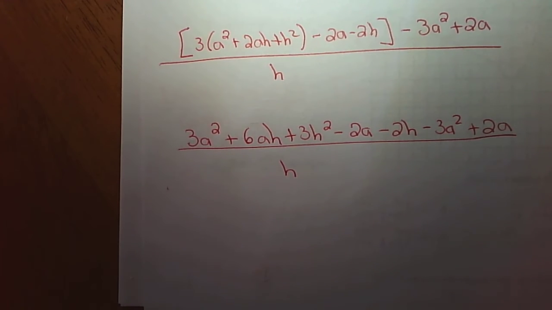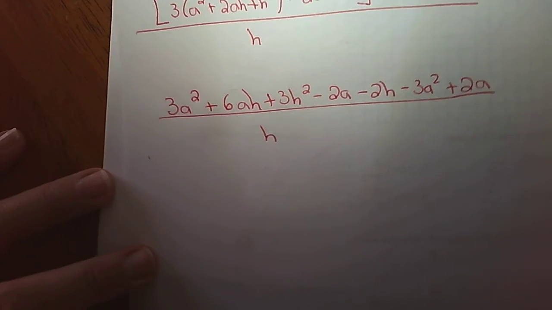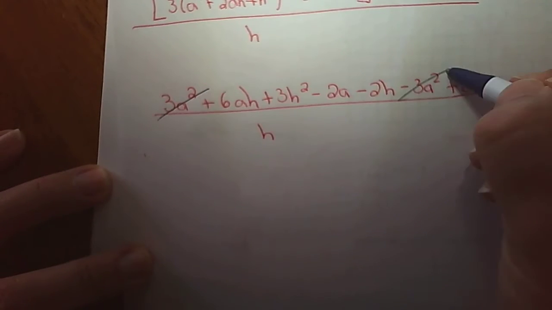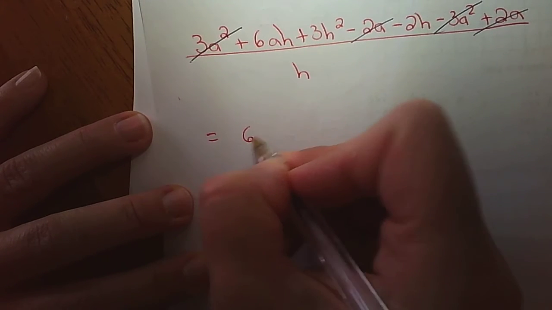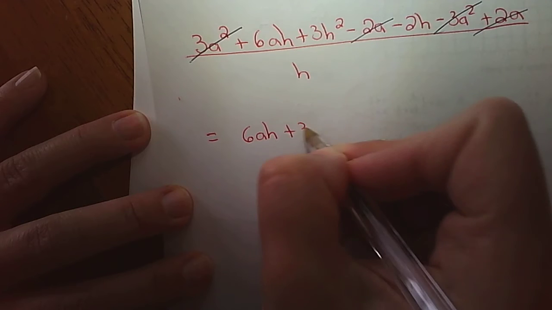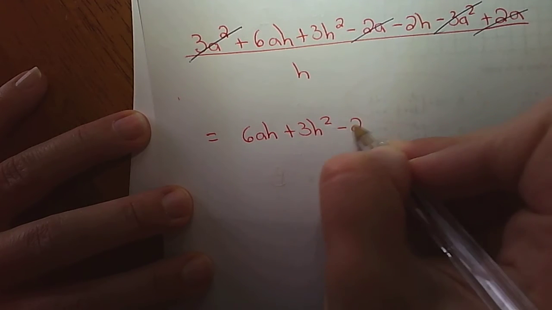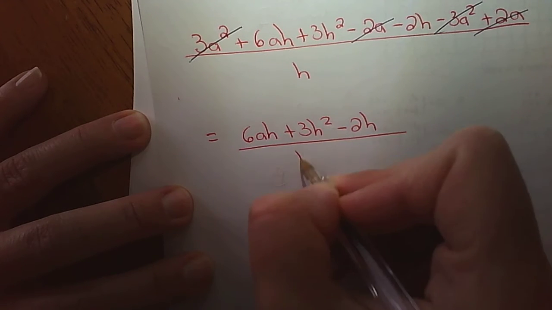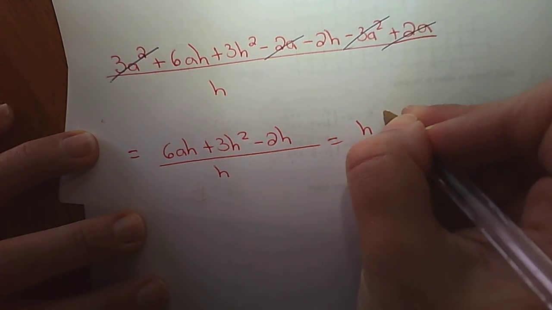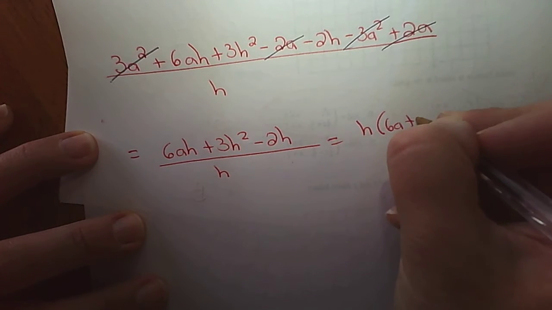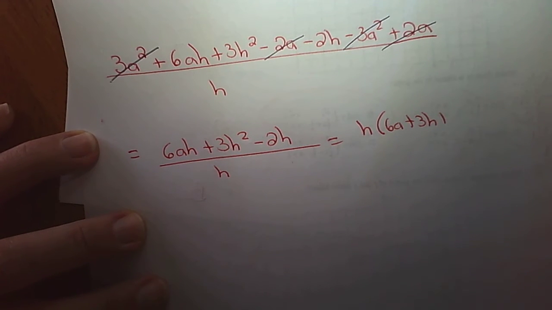Now, if you do this right, you should notice some things are going to cancel. Like 3a squared will go with that one. 2a is going to go there. So that leaves me with 6ah plus 3h squared minus 2h all over h. Now, look at all these. What do they all have in it? They all have an h. So I'm going to factor out an h. Oops, that's nice.